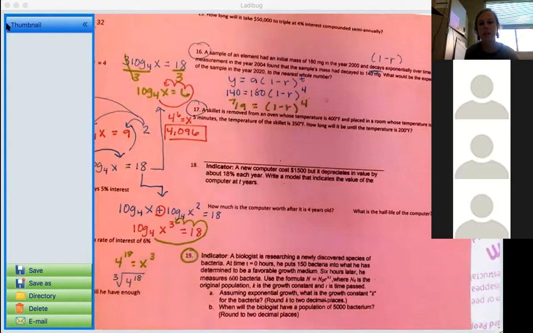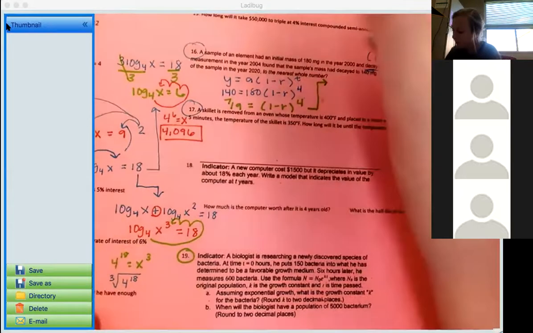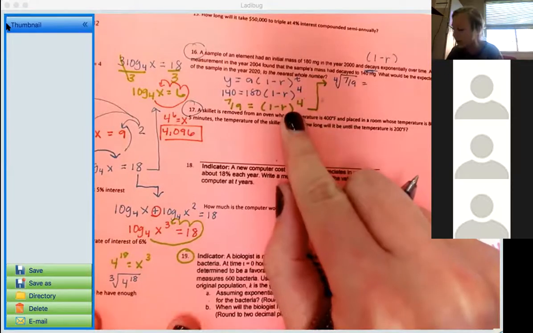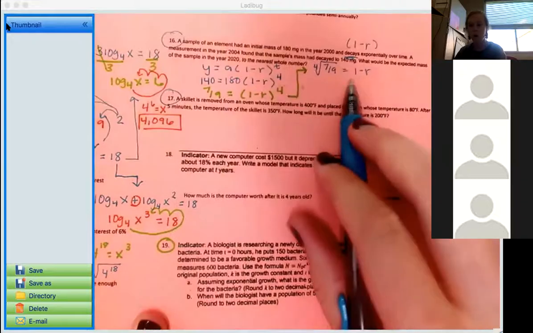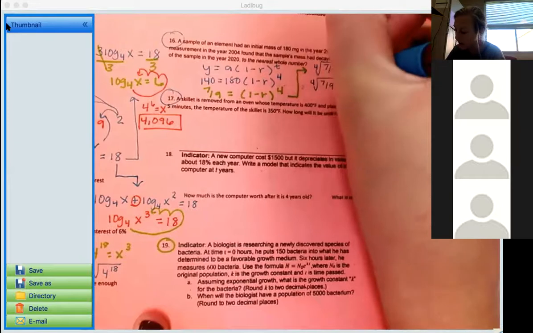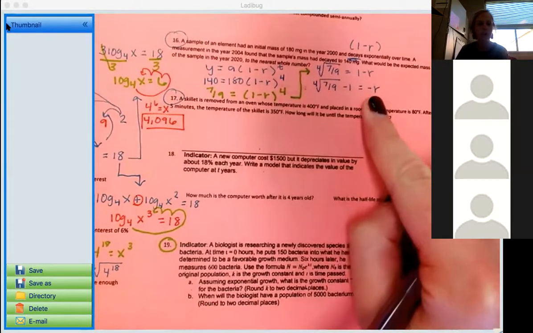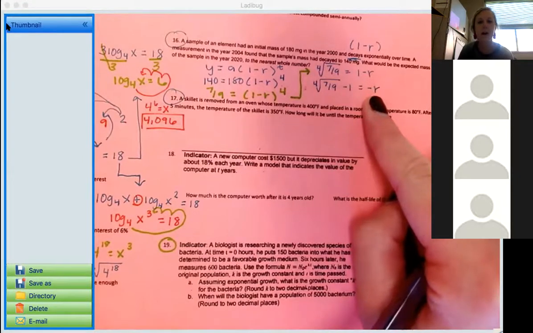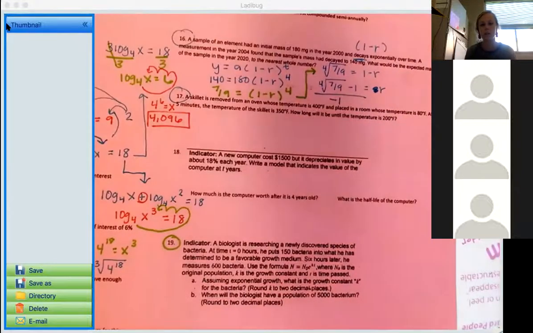And then what's the opposite of raising something to the 4th power? How do I undo that? Finding the 4th root. 4th root, good. So we'll have the 4th root of 7/9 equals, and once I take the 4th root over here, that's just 1 minus r. Then I need to move the 1 over by subtracting, right? So that's the 4th root of 7/9 minus 1 equals negative r. And then how do you make r positive? Divide by -1. Divide by -1, good. So we're gonna divide this by -1, and that'll equal our rate.